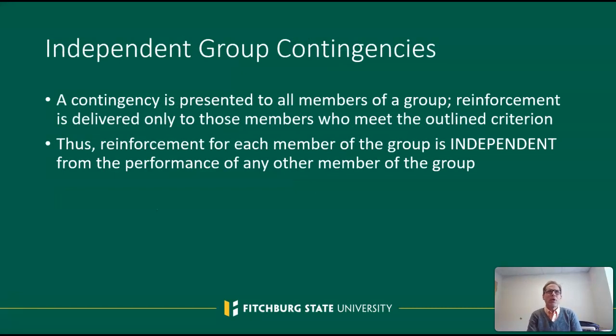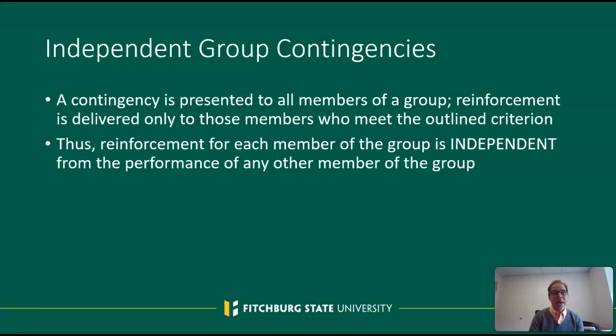So looking at each of those types of group contingencies, first we'll examine the independent group contingency. In an independent group contingency, a contingency is presented to all members of a group, but reinforcement is delivered only to those members who meet the outlined criterion. So reinforcement for each member of the group is independent from the performance of any other member of the group.